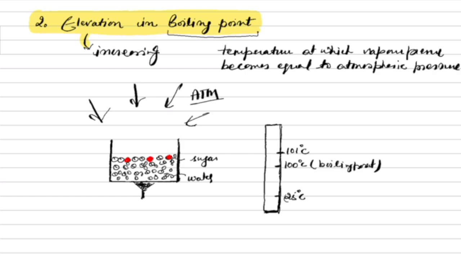So what will we do? We will increase the temperature. We will increase the kinetic energy of these molecules. And finally, let's say at 101 degrees centigrade, they have a pressure equal to the atmospheric pressure. Now see what we have done: we have elevated the boiling point of water. It was boiling at 100 degrees centigrade. Now it is boiling at 101 degrees centigrade. So we have elevated it by 1 degree here.